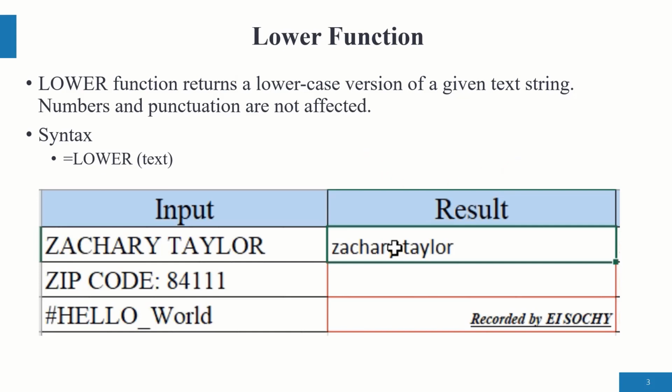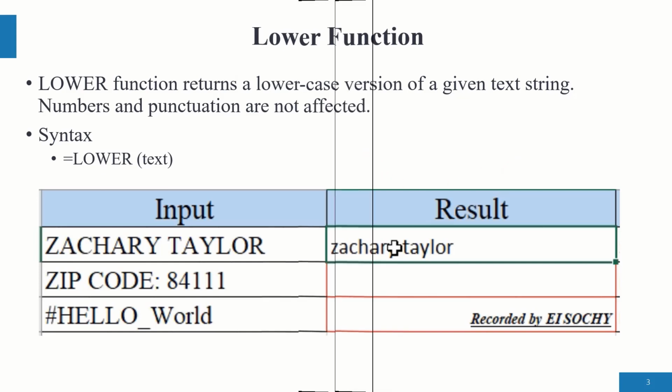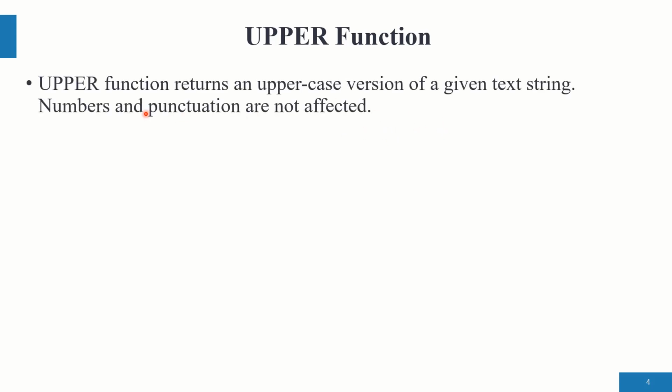Now take a look at the second example. The second function is the UPPER function, which is the opposite of the LOWER function. The UPPER function returns an uppercase version of a given text string. Numbers and punctuation are not affected. It is used to convert lowercase letters to uppercase. The syntax is an equal sign and the function name UPPER.